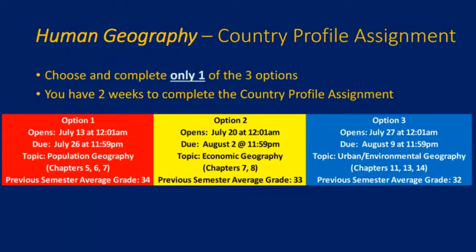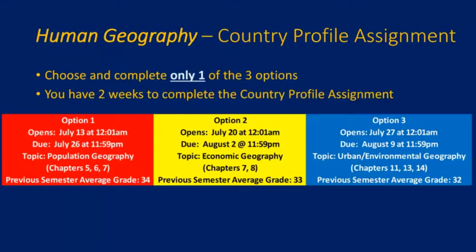When one of the country profile assignments becomes available, you'll have 2 weeks to complete it. This is the only assignment the entire semester that will be completed inside OnCourse. So on Monday, July 13th at 12:01 a.m., on the left-hand side of OnCourse, you'll see the Assignments tab added. You click on that, and then you'll see the details of the assignment and where to submit it in OnCourse in Assignments for option 1.